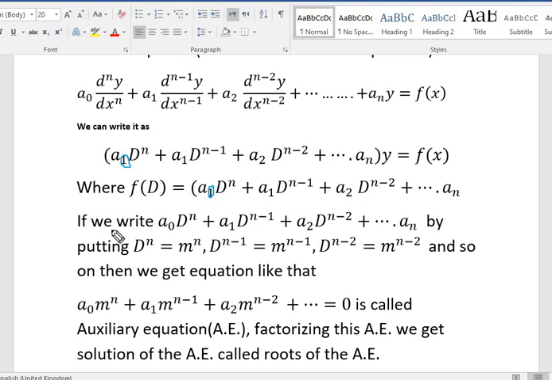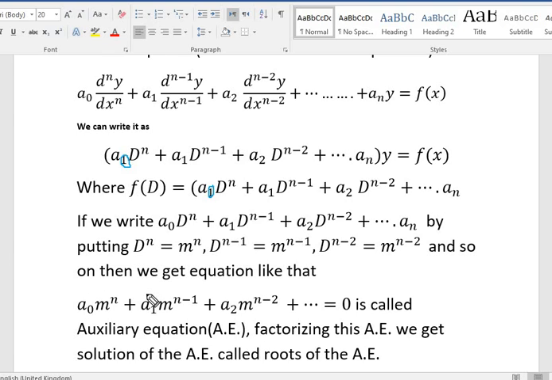If we write this a naught D power n plus a1 D power n minus 1 plus a2 D power n minus 2 and so on plus an, by putting D power n as m power n, D power n minus 1 as m power n minus 1, D power n minus 2 as m power n minus 2, and so on, then we get an equation: a naught m power n plus a1 m power n minus 1 plus a2 m power n minus 2 and so on equal to 0. This is called the auxiliary equation.